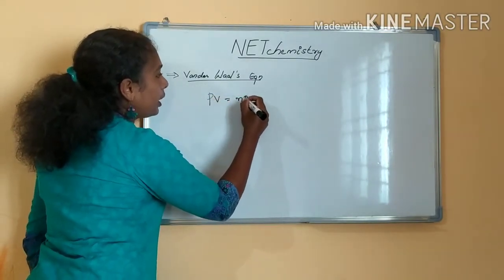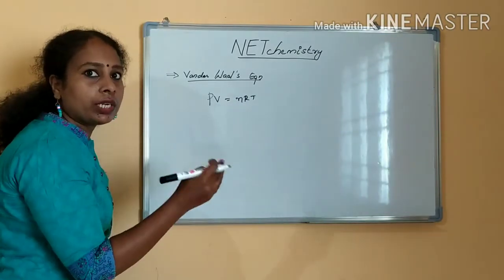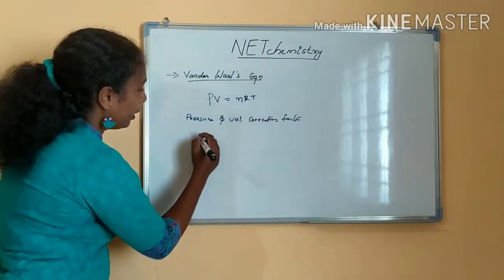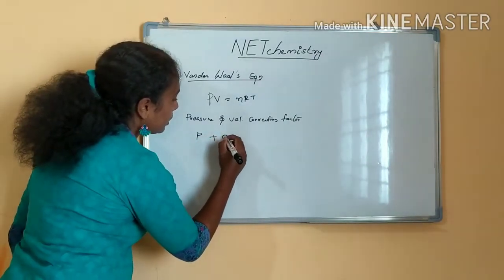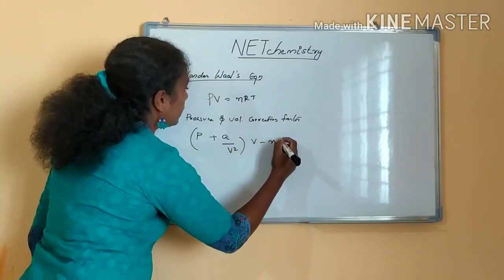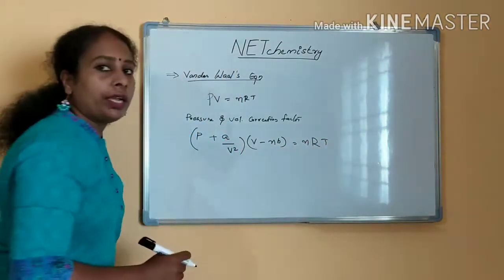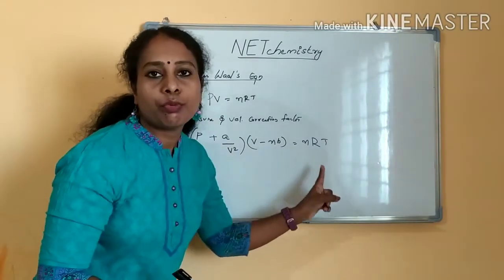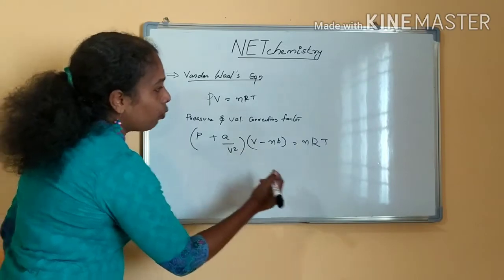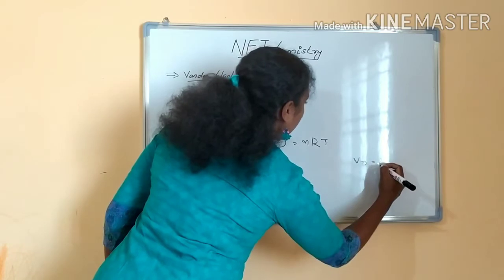So you know PV = nRT is the ideal gas equation, right? Here I am applying a pressure correction factor and a volume correction factor. So (P + a/V²)(V - nb) = nRT. I have applied a pressure and volume correction factor. Now I am going to replace V with Vm. What is Vm? Vm = V/n.